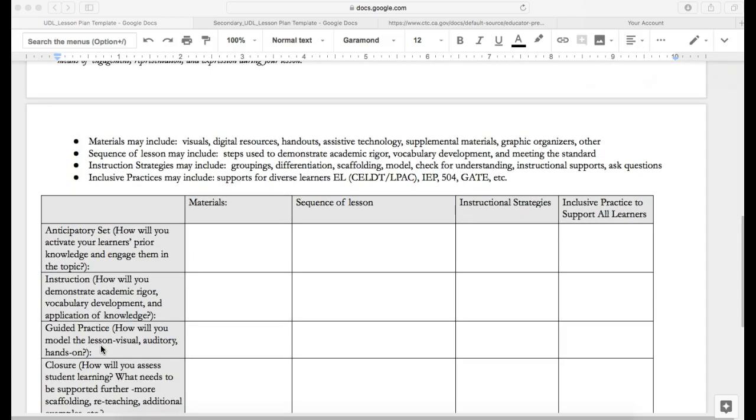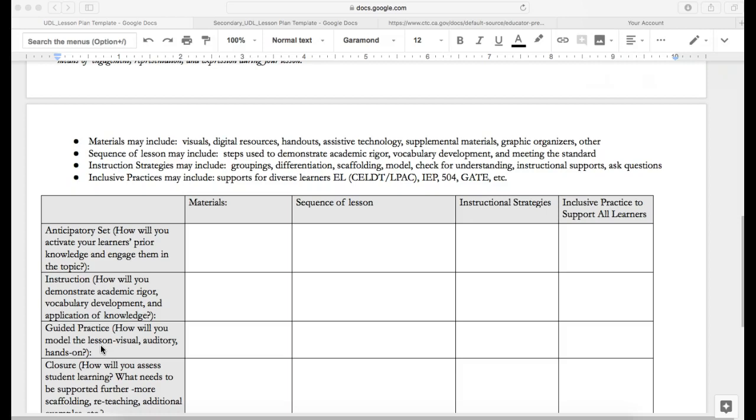This could be websites, it could be videos or links, that type of thing. Any handouts that you might be giving to students. Assistive technology. So for example, if you have a student who uses a laptop instead of writing, then you would want to also list that and make sure that you have that all ready and prepared before you start the lesson.